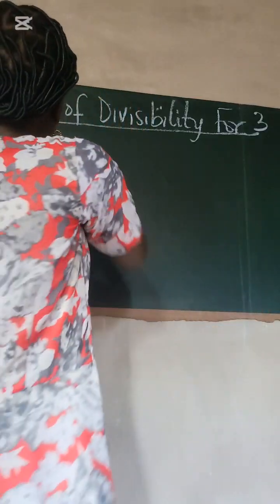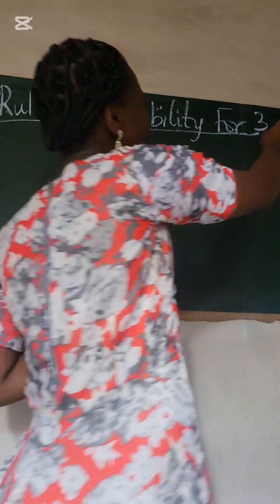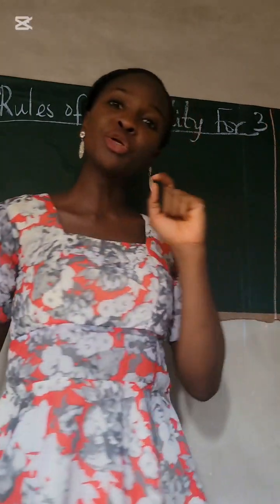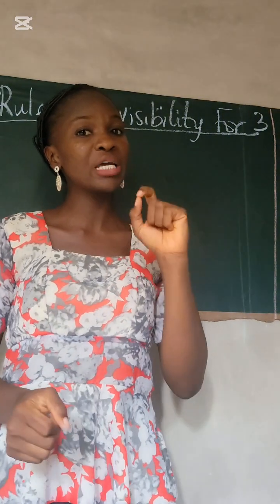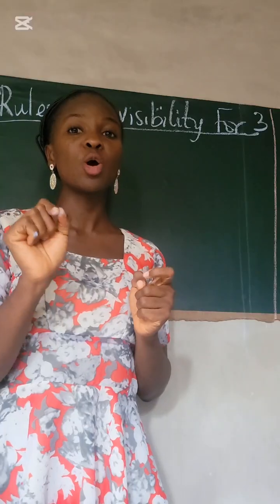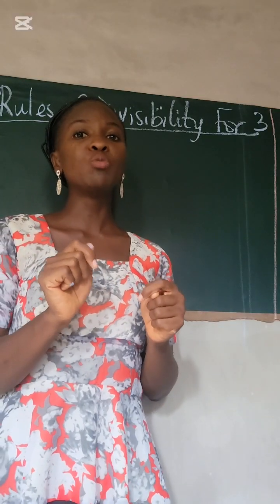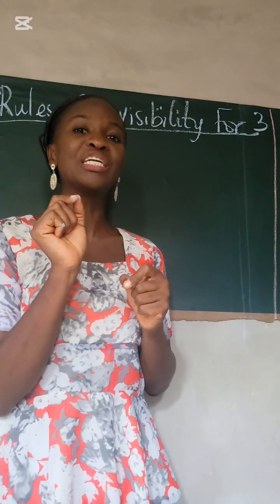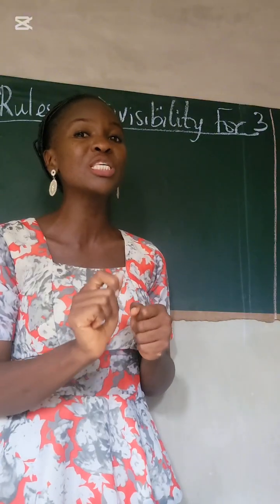For a number to be divided by 3, when you add the digits of that number together, the addition of those digits must be divisible by 3.